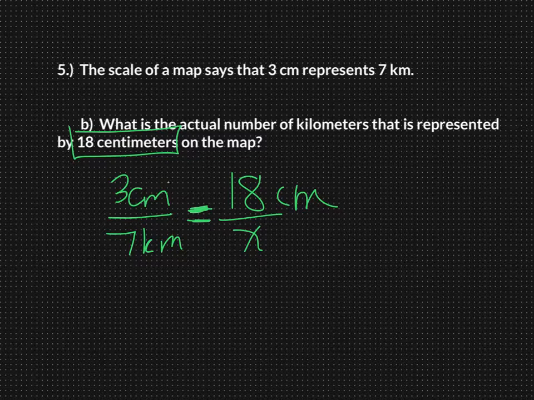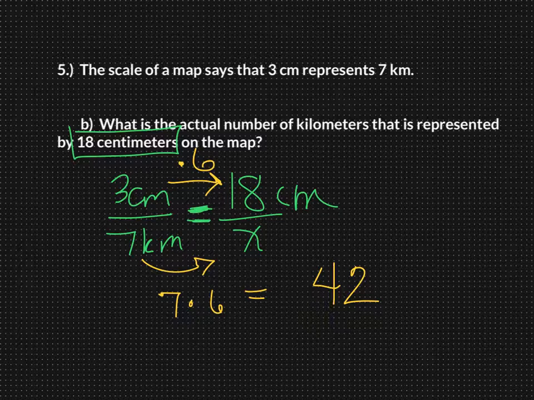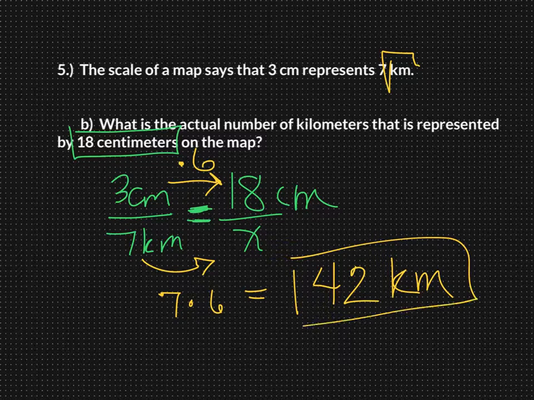So I'm going to ask myself, to get from 3 to 18, what do I multiply by? Hopefully I know my multiplication tables, and I know that 3 times 6 is 18. So therefore, I'm going to do 7 times 6, which is equal to 42. And in this case, it's kilometers. 42 kilometers is your final answer.